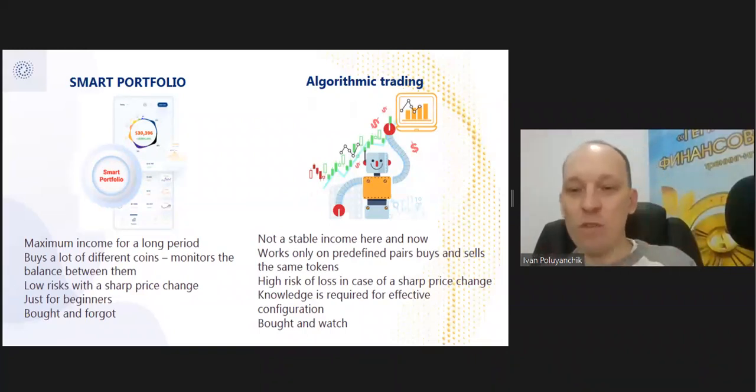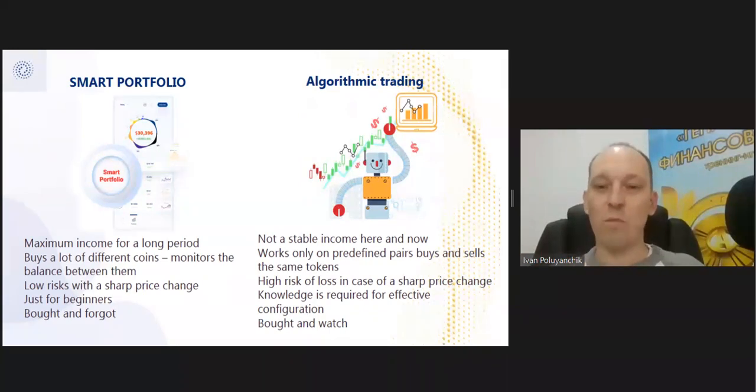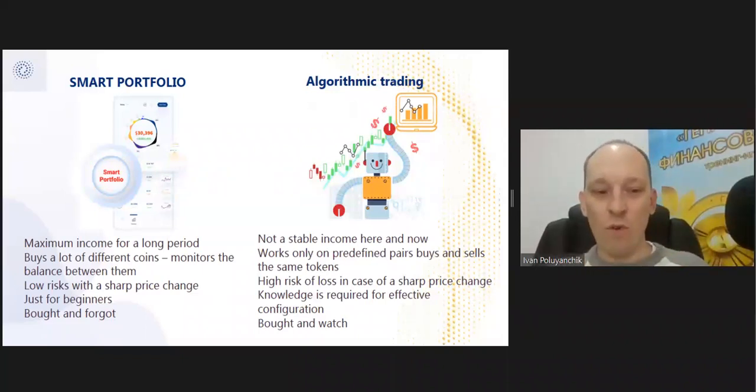So the task of smart portfolio is to buy lots of different coins, whereas a trading bot works with predefined pairs, one pair or several cryptocurrency pairs, depends on your settings. But still, it is you who pick the pair. You decide with which pairs the crypto bot will work. It doesn't care. It will work according to a pre-established algorithm, whereas a smart portfolio analyzes the cryptocurrency market and chooses the cryptos that meet the exact indicators or parameter requirements.